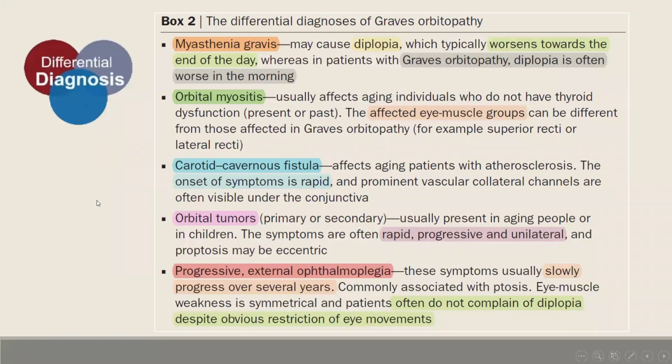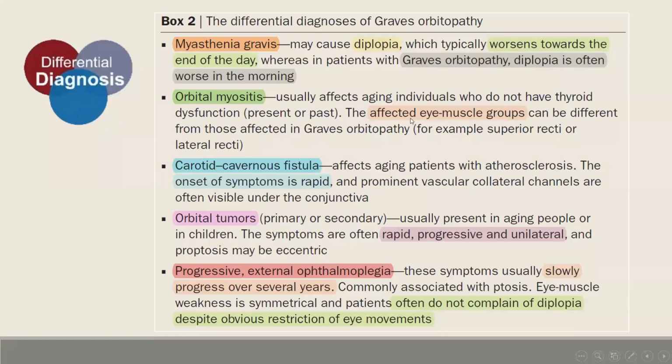What is the differential diagnosis of Graves orbitopathy? This is very important. Myasthenia gravis, orbital myositis, carotid cavernous fistula, orbital tumor, progressive external ophthalmoplegia. And actually, I put this table, and myasthenia gravis, don't forget that myasthenia gravis may cause diplopia, but diplopia is worsened at the end of the day. But in Graves' orbitopathy, diplopia is often worsened in the morning.